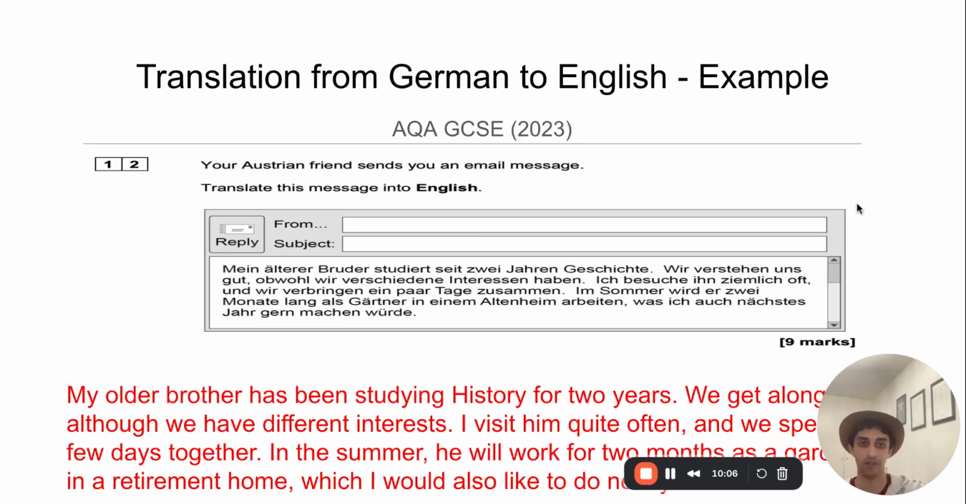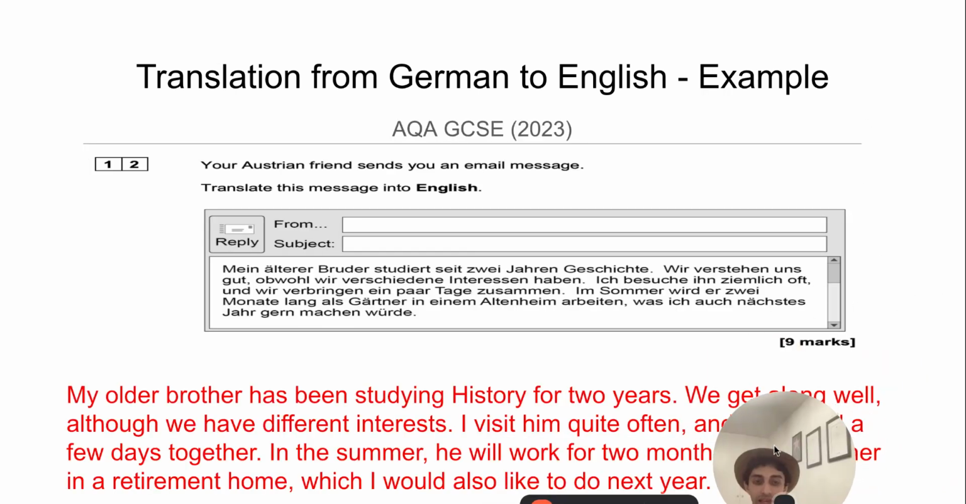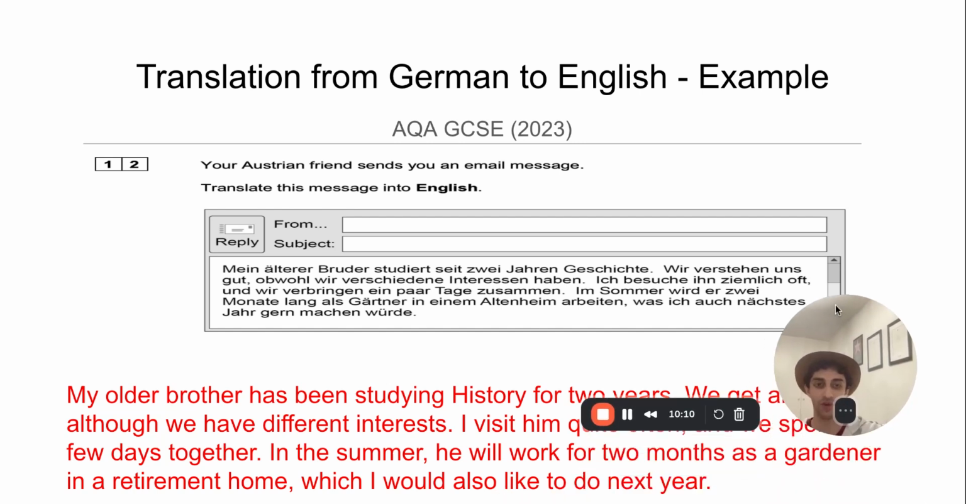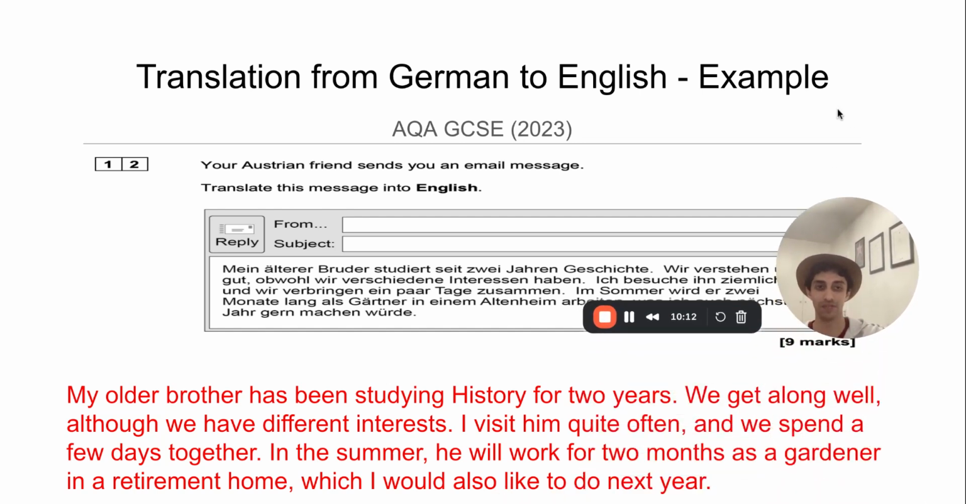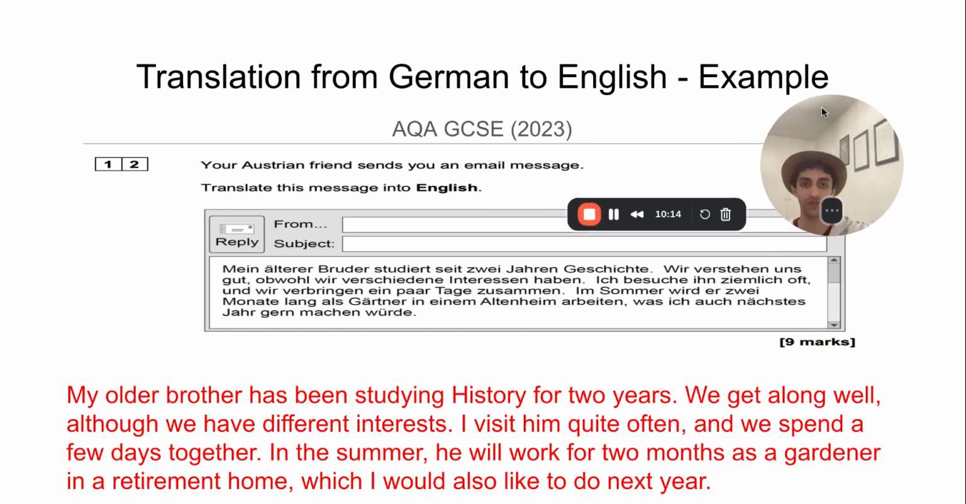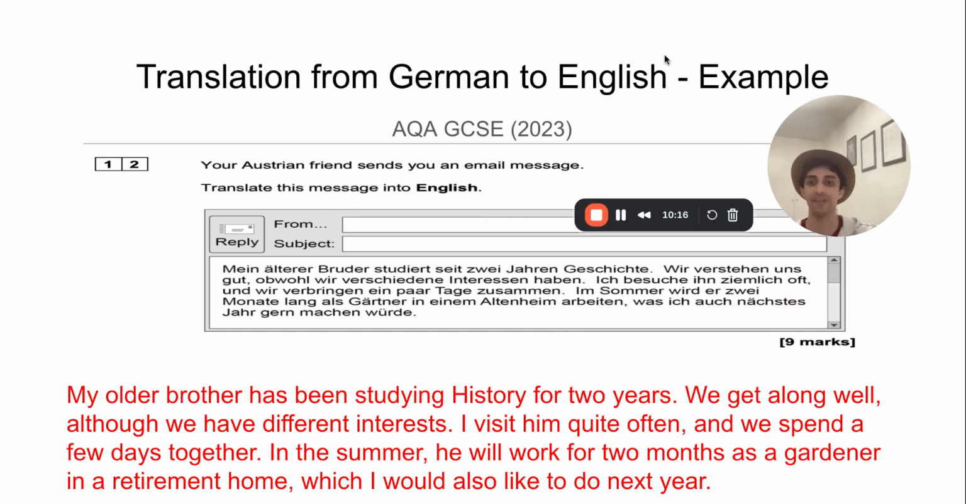Okay, now I'm going to give you one quick example. So there we go. This is from an AQA paper from 2023. And you can see the question written out here. Your Austrian friend sends you an email message, translate this message into English. So this is something like what the original text could look like, although now I believe AQA has split it into different individual sentences for their translation section.